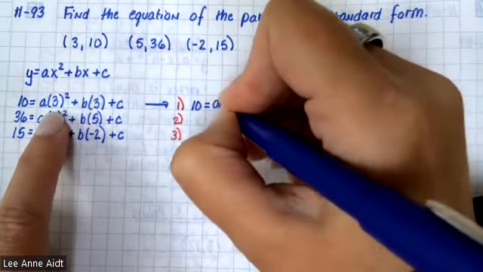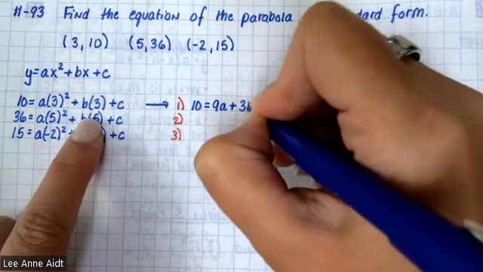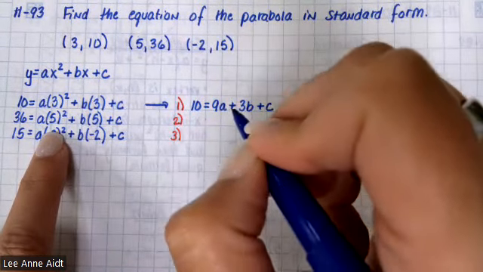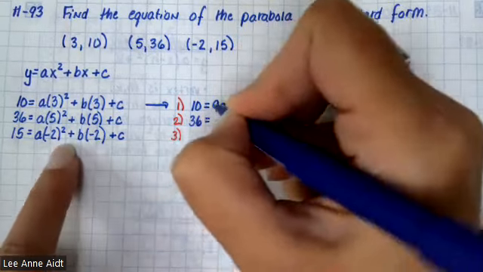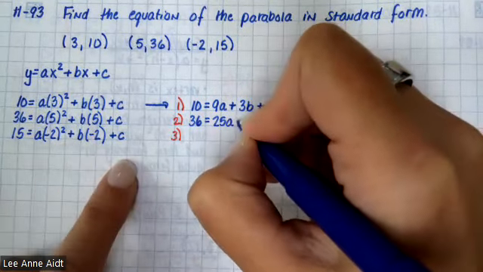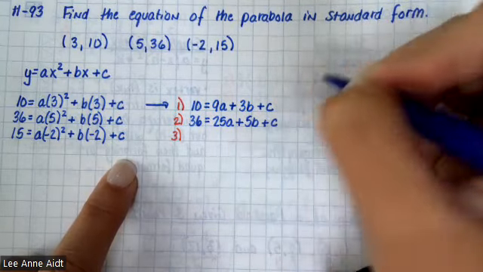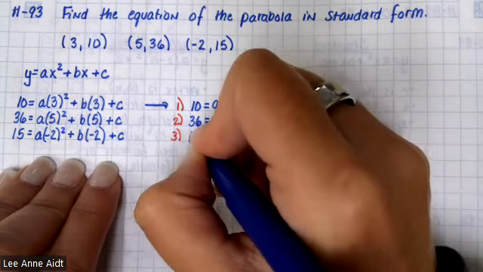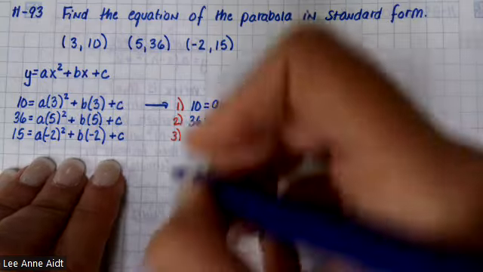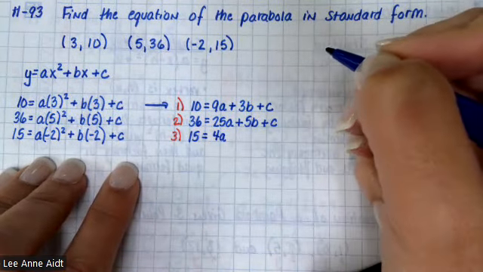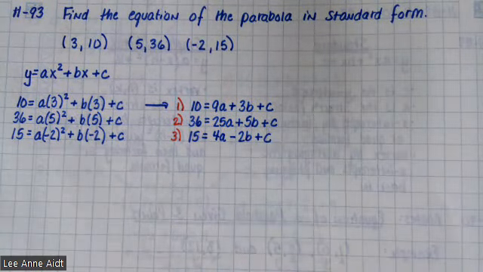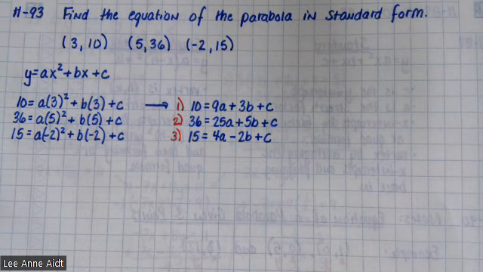Okay, so this is going to be 9A plus 3B plus C. 36 equals 25A plus 5B plus C. Okay, tell me what the last one would be. Think before you say. 15 equals 4A minus 2B plus C. You can put plus negative if you want to. I just think this looks cleaner.